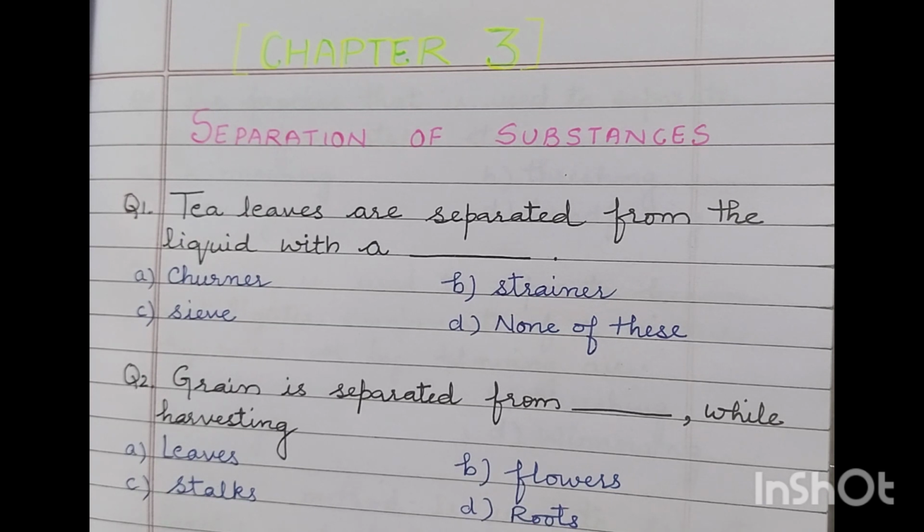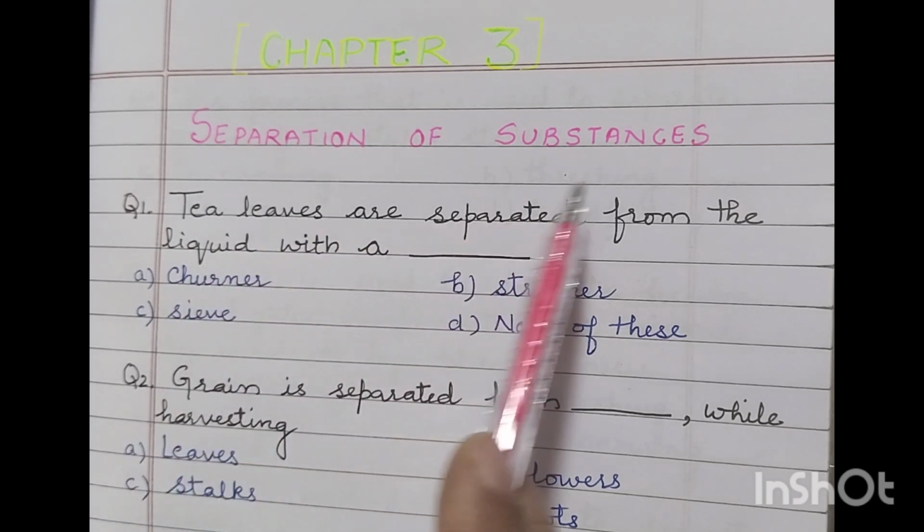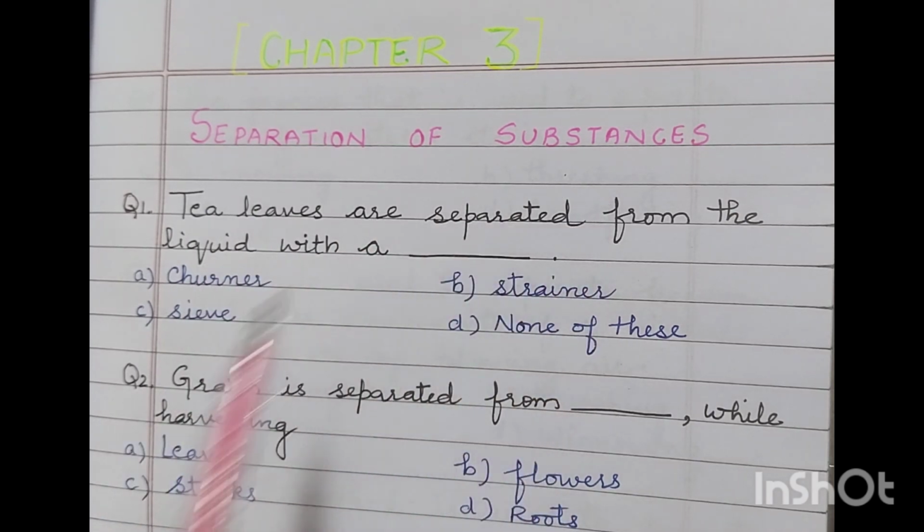After doing the MCQs of chapter number 2, today we are going to do chapter number 3 of your NCERT class 6 science book, Separation of Substances. In this video we will do 15 MCQs. I hope you will take full advantage of this video, and this video helps you in your exams, in your competitions. So let's start with question number 1.